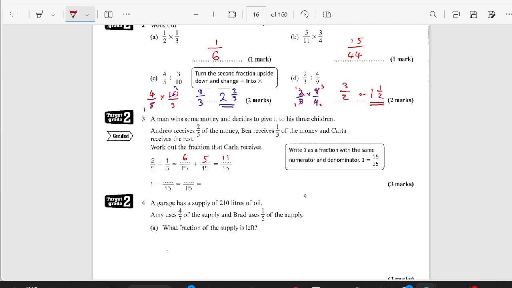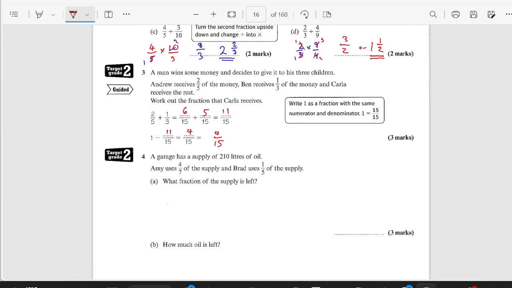And if we want to work out Cara's share, I'm going to do 1 minus 11 over 15. Well, 1 would be 15 over 15. So 15 take away 11 is going to be 4 over 15 for Cara's share. Just questioning the set out, I don't really think we need another equals. I think 4 over 15 is the best answer.